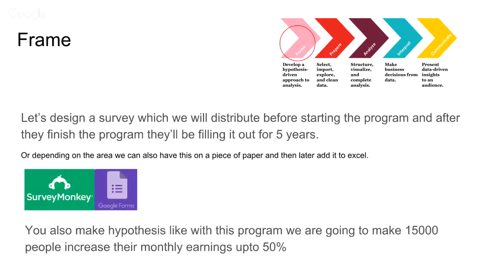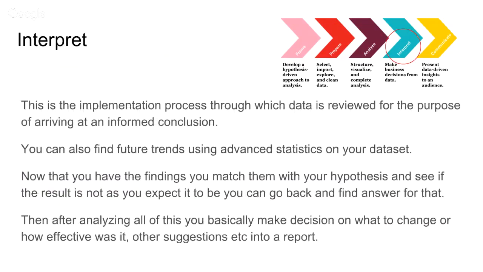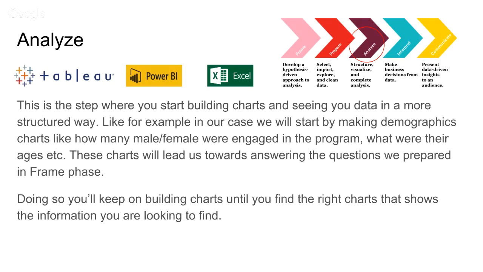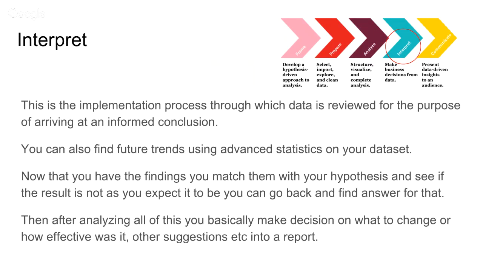Just to go back, we made a hypothesis that with this program, we are going to make 15,000 people increase their monthly salary up to 50%. At the analyze stage, we will build enough charts so that we can see how many people are engaged and how many people have actually increased their monthly income up to 50%. Once we have these things, we can actually find future trends for it.